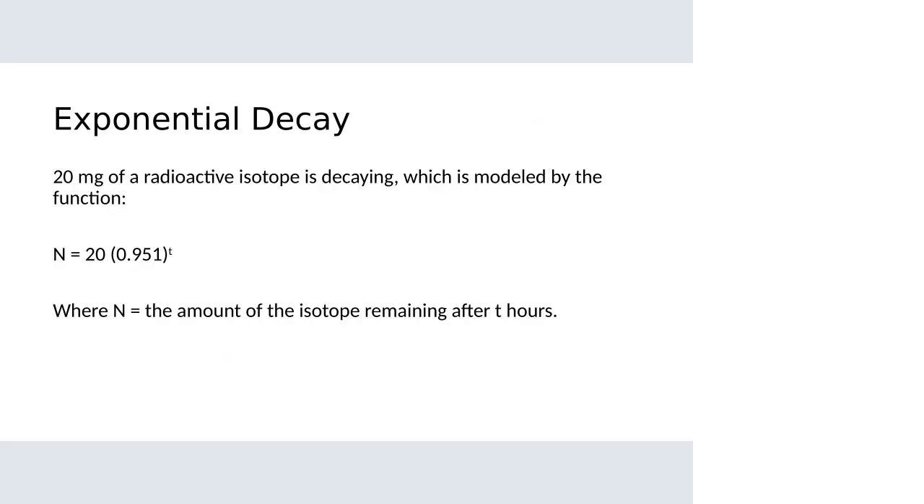Looking at an example of exponential decay. 20 milligrams of a radioactive isotope is decaying, and it's modeled by the function shown there, where n is the amount of isotope remaining after t hours. The first thing I want you to do here is take a breath. You're not going to have to do any chemistry. You're not going to have to know any chemistry, and you're not going to have to create a model like this one.